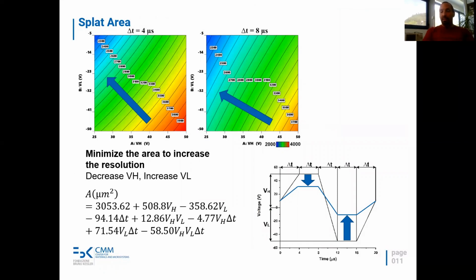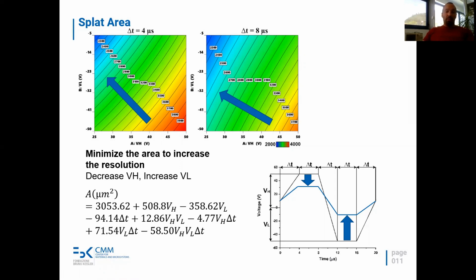So here is one of the final results. We derived the empirical model for the area, and here is the equation of the empirical model. We also derived the 95% upper confidence interval and the 95% lower confidence interval, but we are not showing them in this presentation.